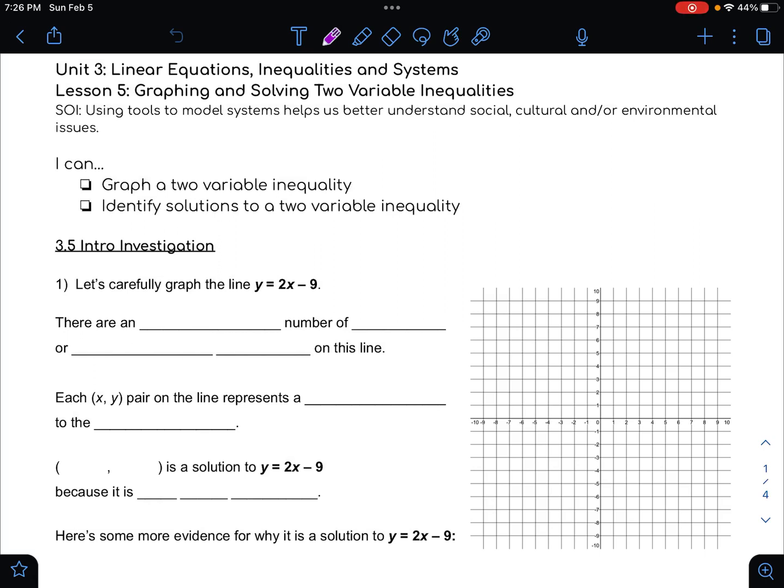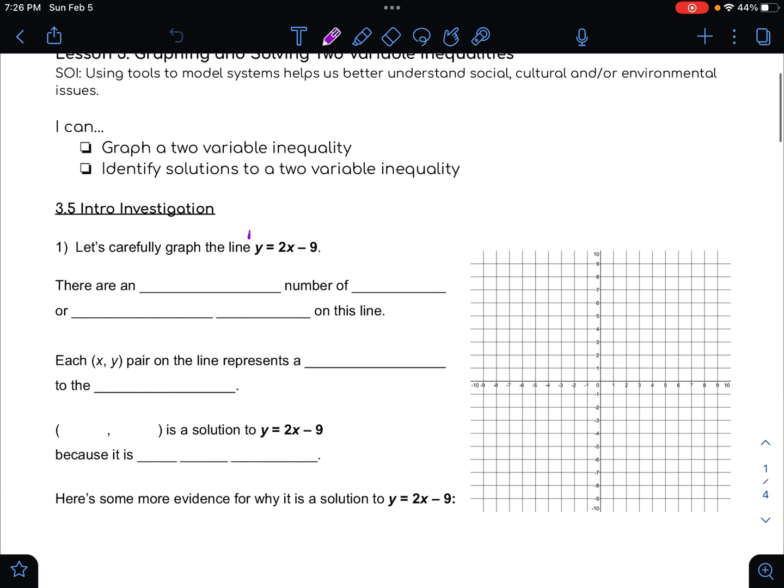All right, so today we're going to talk about graphing and solving two variable inequalities. So we talked about one variable inequalities and graphing them on a number line, but now we have an XY coordinate grid and we're going to look at how that can work with inequality graphing. But we're actually going to start off with just the equation of a line. We've been working on this and working on just graphing in slope-intercept form.